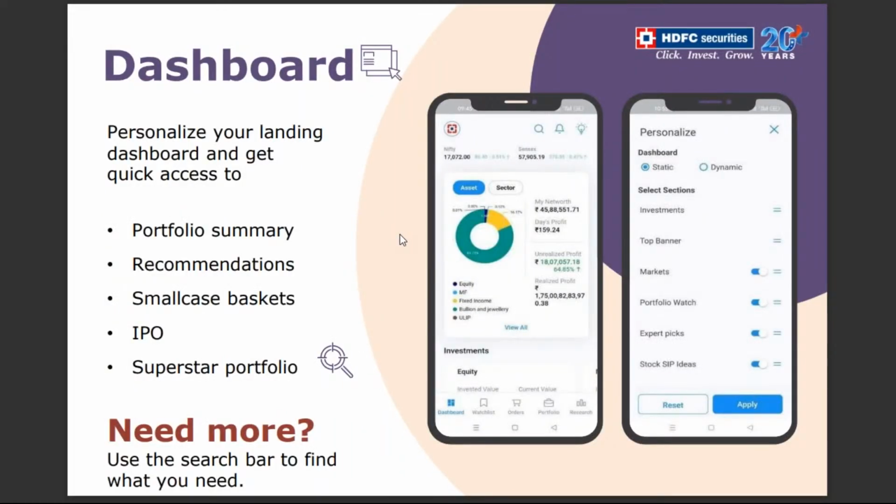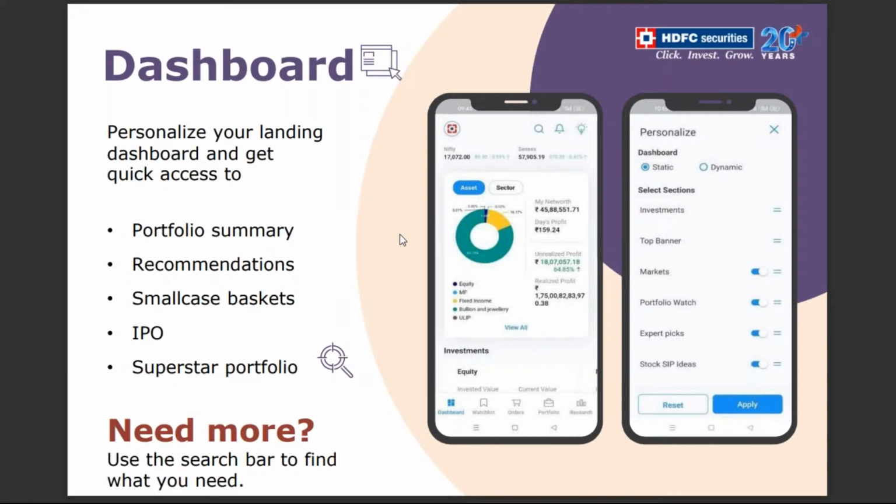So once you have logged in, here you can see the dashboard. This is the first landing page, and these are the things that you are able to see in this page.